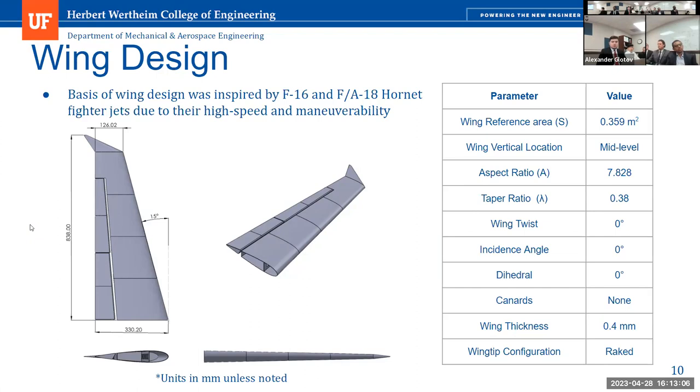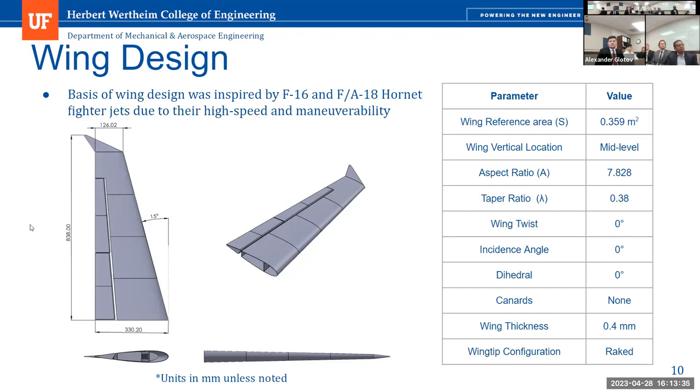Furthermore, the aspect ratio became 7.828, and this high aspect ratio is in our favor because it pushes the wingtips further apart and reduces the portion of the wing exposed to wingtip vortices. The taper ratio became 0.38, and this taper ratio, along with our wing sweep and our 0 degree wing twist, helps result in a lift distribution that is near the ideal elliptical amount.